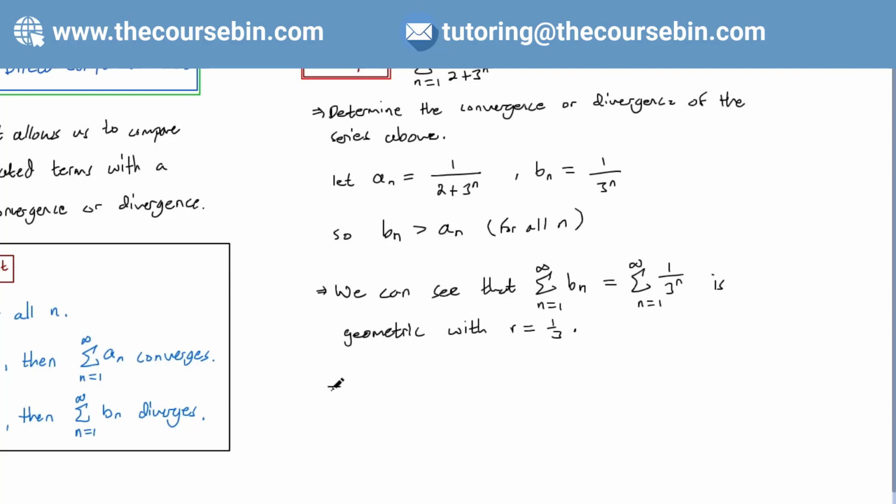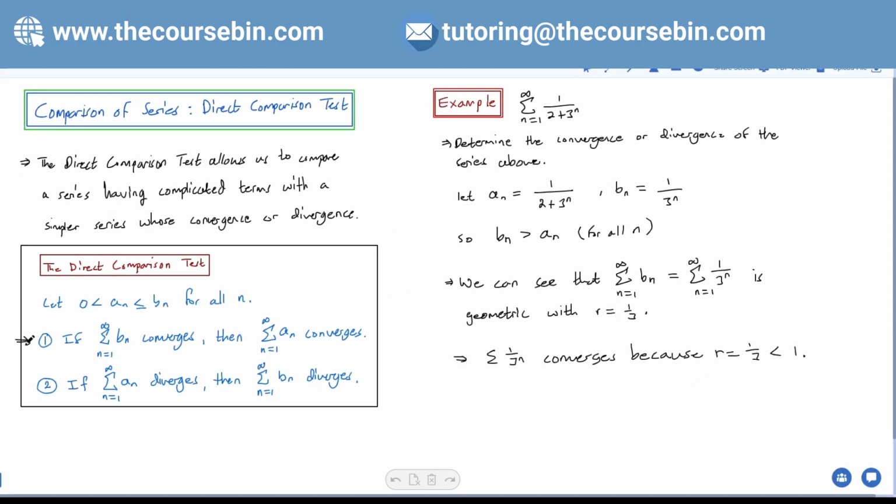So we can say that the sum of 1/3^n converges, right? It converges because r equals 1/3 is smaller than 1. Okay. So since we know that this bigger series converges, then by conclusion 1 over here, the a sub n converges. So this original series converges.